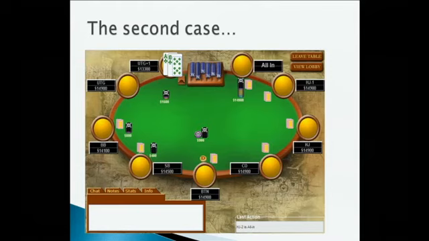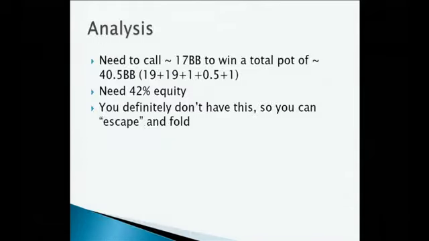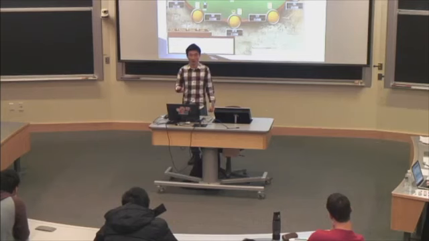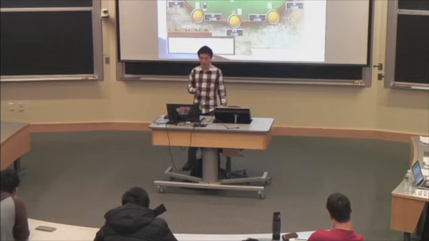So we can do the calculation. In this case, we need to call 17 big blinds to win a total pot of 40.5. We need 42% equity, and we almost certainly don't have this because we raised from early position. They went all in against an early position raise, so they probably have a good hand. We're almost certainly going to be a 30-70.